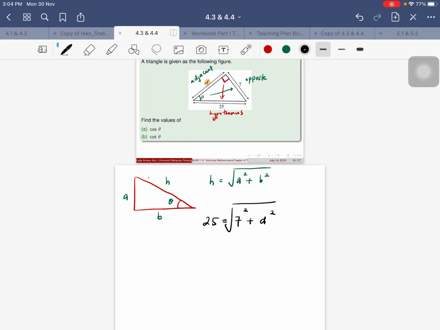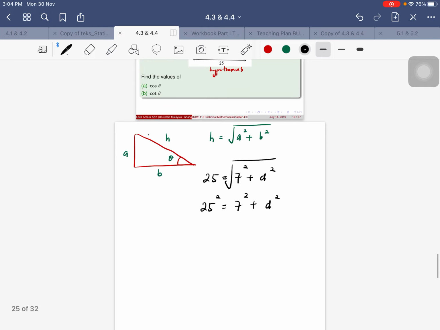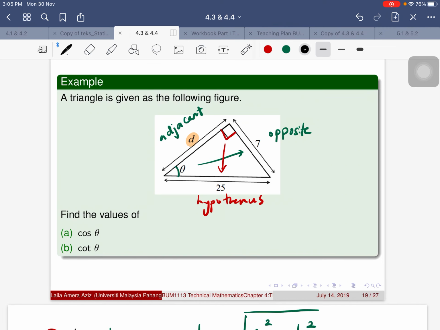So when I rearrange, I square both sides of the equation and get 25 squared equals 7 squared plus d squared. So d squared is going to equal 25 squared minus 7 squared. If you use your calculator, 25 squared minus 7 squared gives you 576, but that is the value of d squared. So what is the value of d? When we square root the value, we get 24. Therefore d right here equals 24 units.